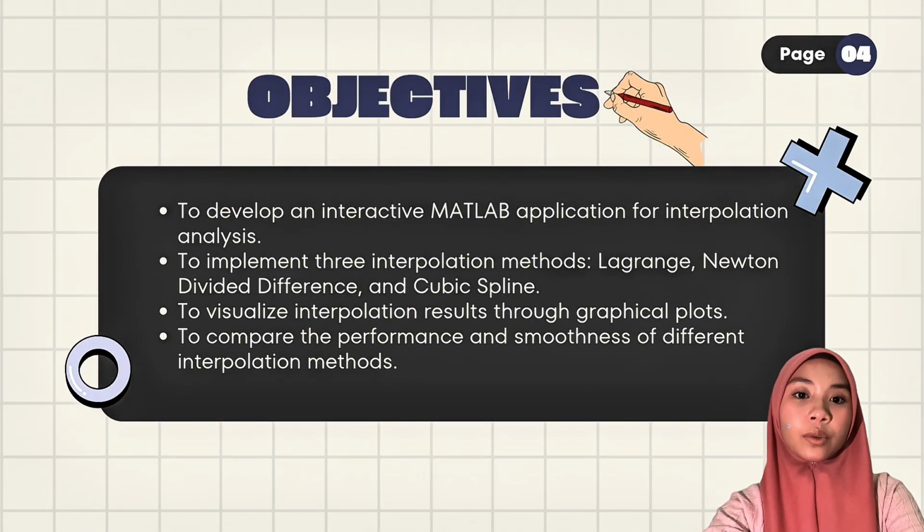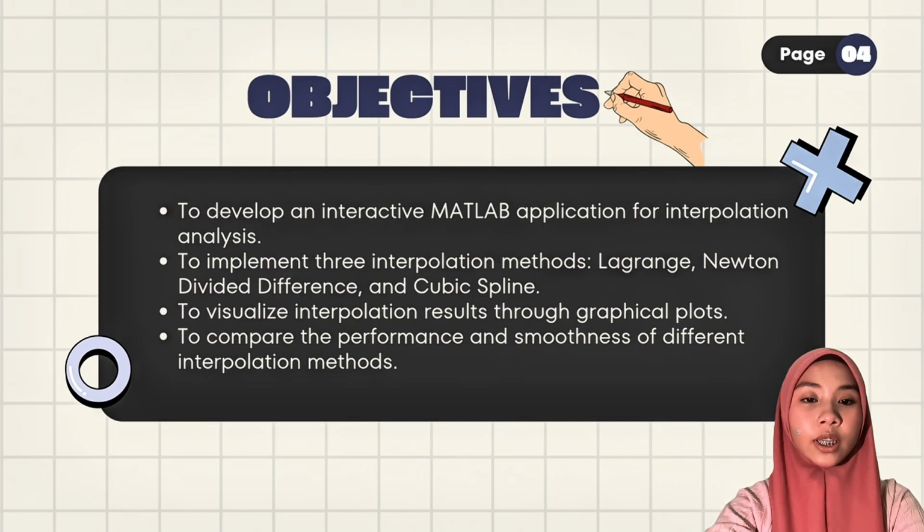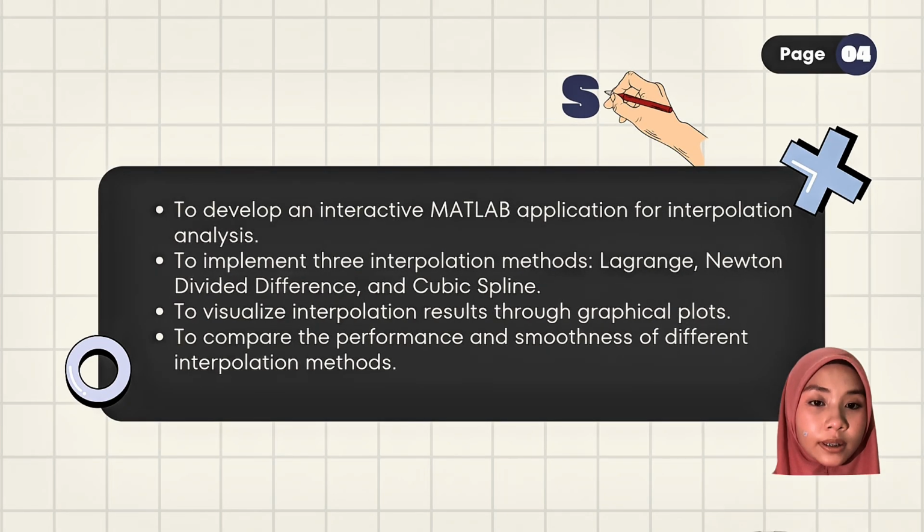So now I will continue with the objective. The main objective of this project is to develop an interactive MATLAB application for interpolation analysis. This application allows users to perform interpolation using three different methods, namely Lagrange interpolation, Newton divided difference, and cubic spline interpolation. Besides calculating interpolated values, the application also visualizes the result through a graph, making it easier for users to understand the behavior of each method. Lastly, the app enables users to compare different interpolation methods and observe their differences in terms of approximation and smoothness.